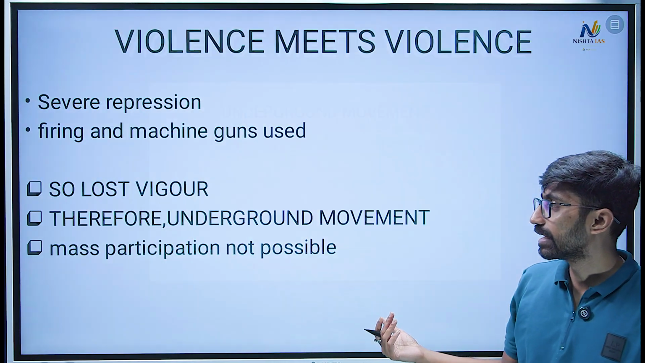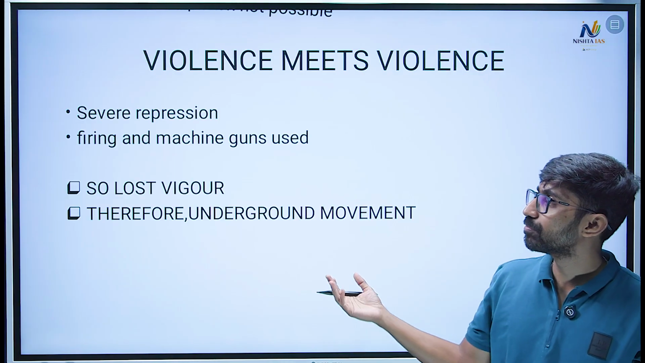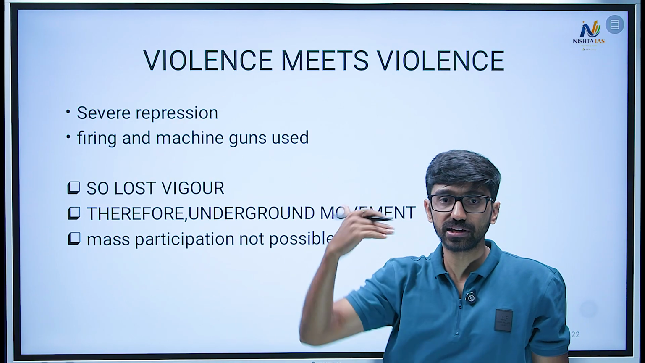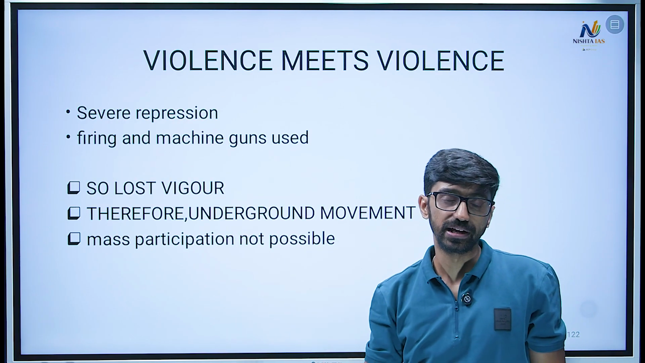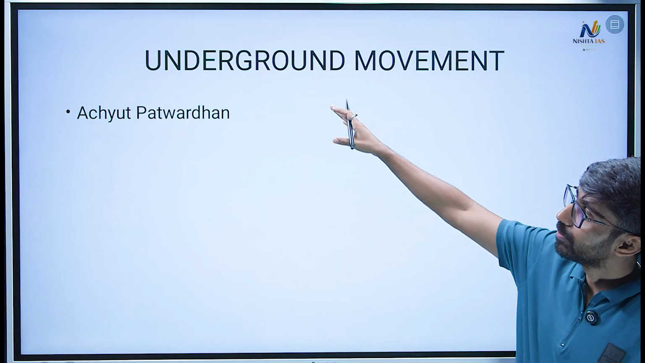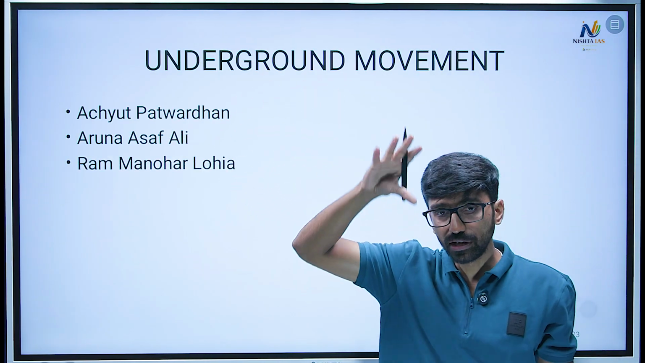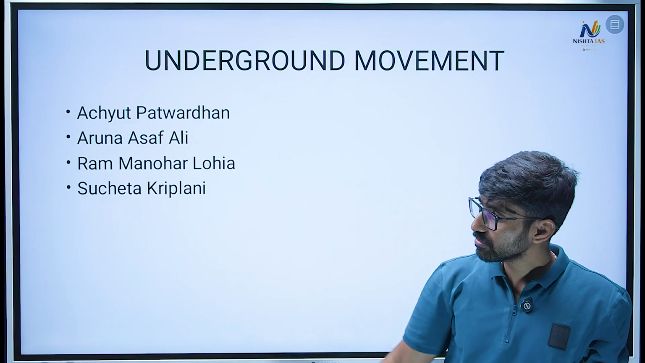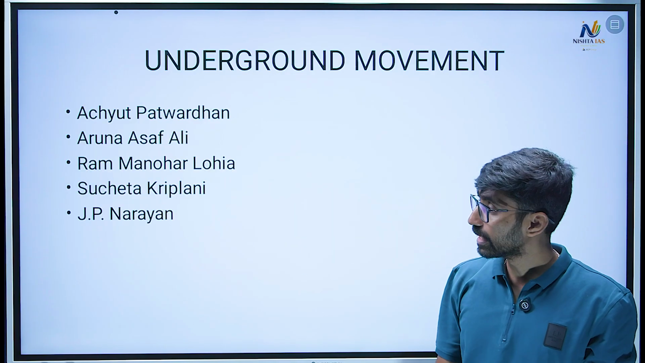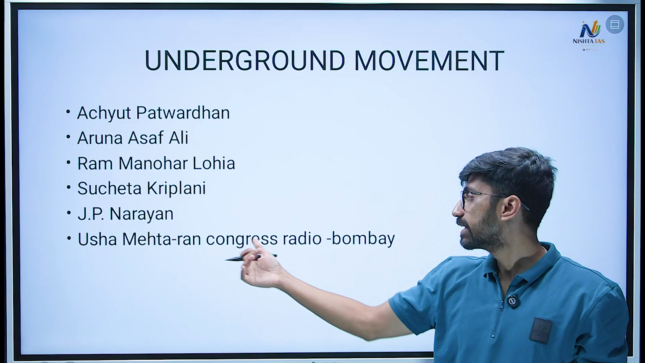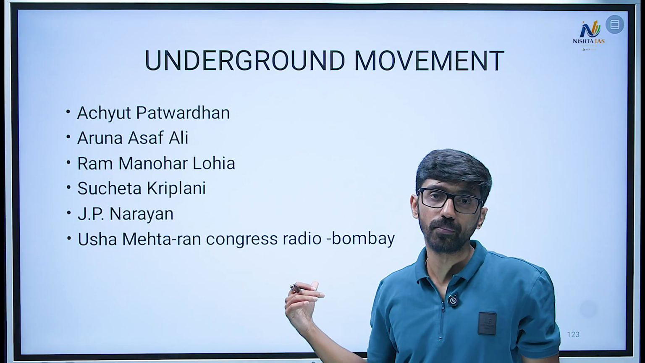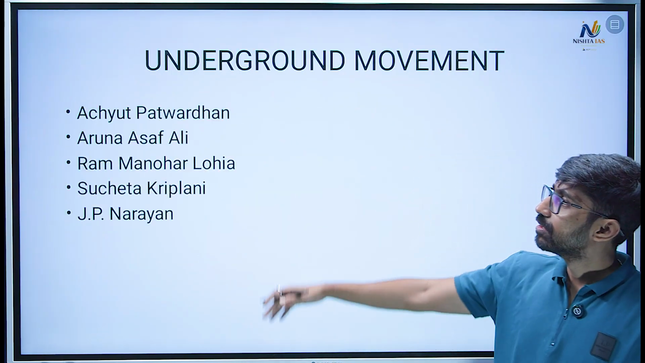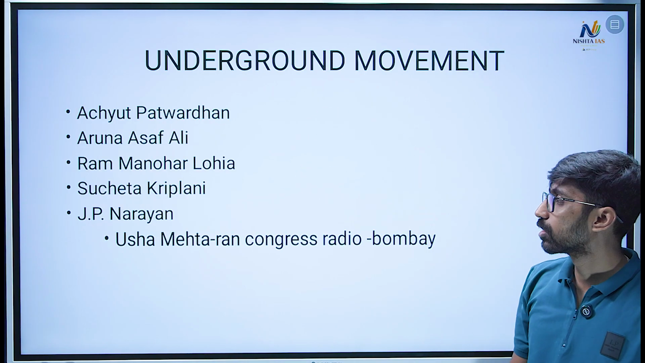Why did the underground movement start? Because a mass movement was not possible, as the masses were scared to face these machine guns and the violence. And what is the underground movement? Secret activities. Underground leaders were there: Achyut Patwardhan, Aruna Asaf Ali, Ram Manohar Lohia, Sucheta Kripalani. Then Usha Mehta and JP Narayan were running the secret Congress Radio in Bombay to spread messages. So all of them are the leaders of the underground movement.